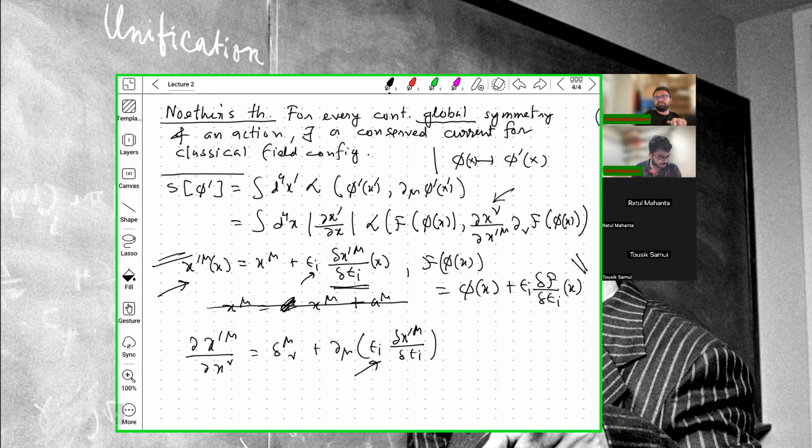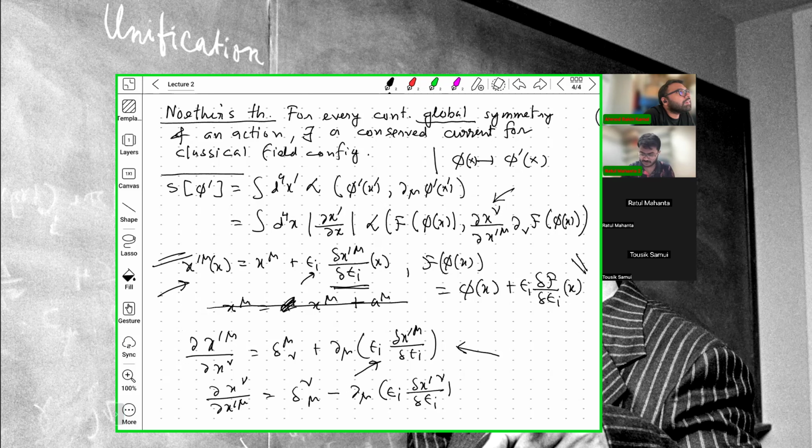And you can also find the inverse, which is this, and the inverse at linear order is nothing but this. One way is you multiply these two and check that at linear order this gives an identity. That's one easy way, and some details are given in the notes.